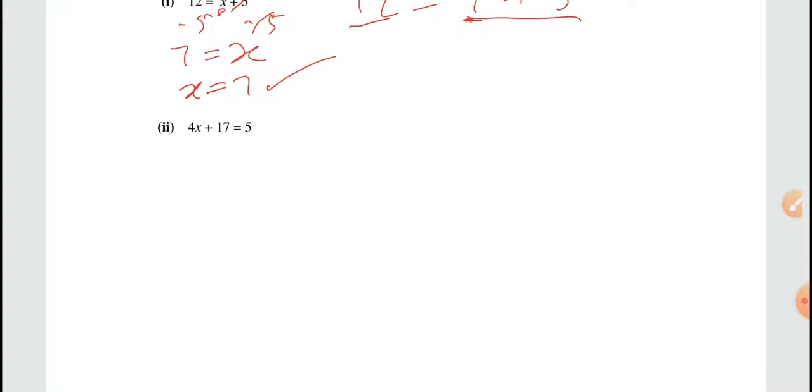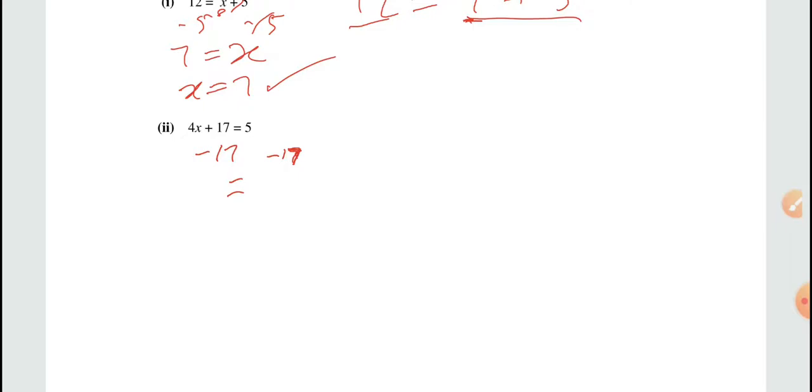So very similarly now, part 2 of question 6, 4x plus 17 is equal to 5. So we want to isolate the 4x. So the first thing we need to do is get rid of the plus 17. So how do you get rid of plus 17? You have to subtract 17 here, and you have to subtract 17 on here as well. So 5 take away 17.